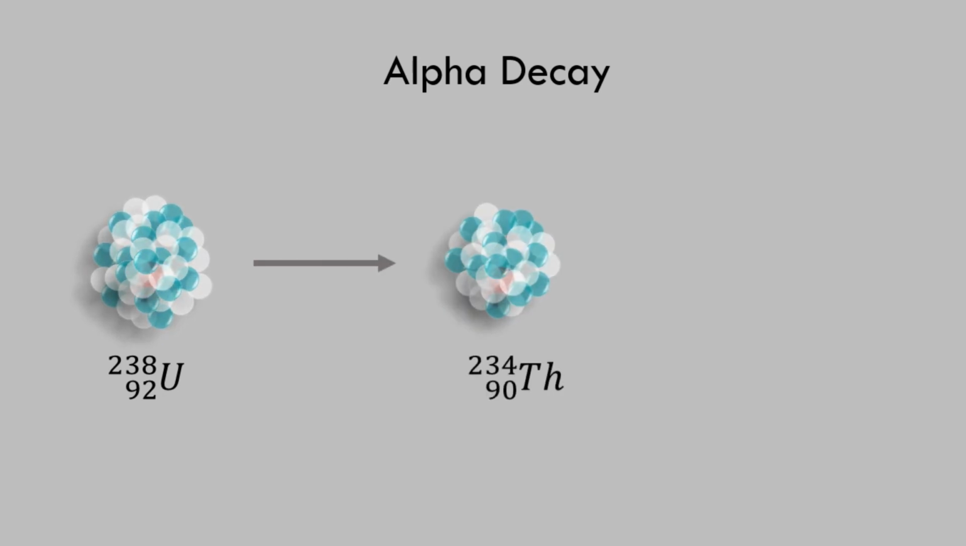For example, the element uranium with the number of protons 92 and the nucleon number 238 will turn into the element thorium with the number of protons 90 and nucleon number 234. There is a reduction in the number of protons from 92 to 90, and a reduction in the number of nucleons from 238 to 234.